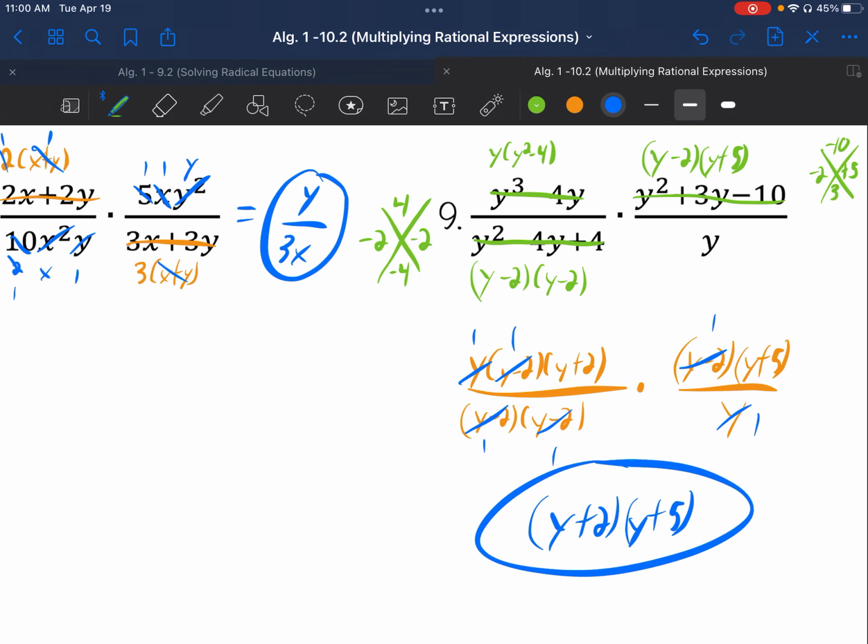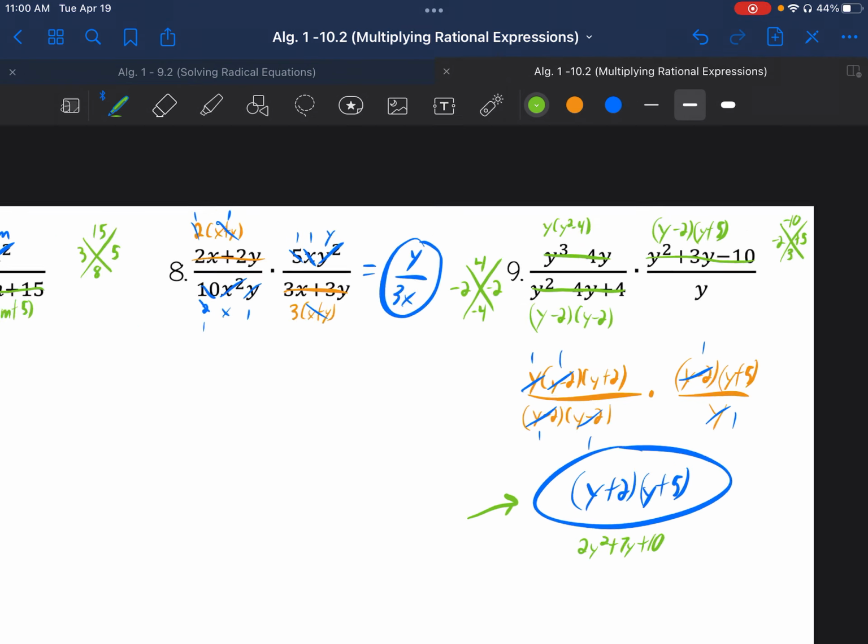If you really wanted to FOIL, you could. I would discourage it though, because it'd be more work, and this already showcases that we exhausted all our options. So we'd end up with 2y squared plus 7y plus 10 if you wanted to FOIL it out. Once again, I wouldn't recommend it, and I would just leave this as your answer. All right, that is section 2 in chapter 10.